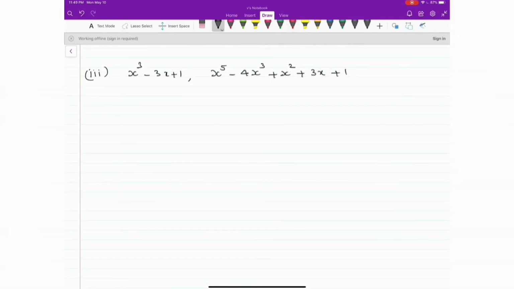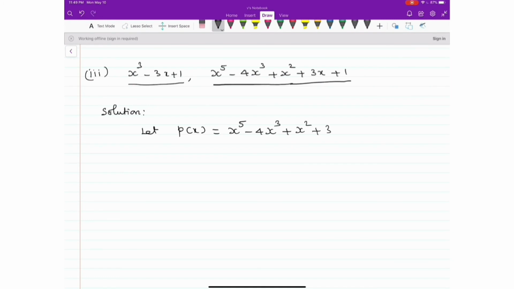Subdivision 3. Here you have to check whether x cube minus 3x plus 1 is a factor of x power 5 minus 4x cube plus x square plus 3x plus 1. Let's do it now. Solution. Usual steps. Let p of x is equal to x power 5 minus 4x cube plus x square plus 3x plus 1. Actually it is in standard form because this dividend p of x is in descending power of x.